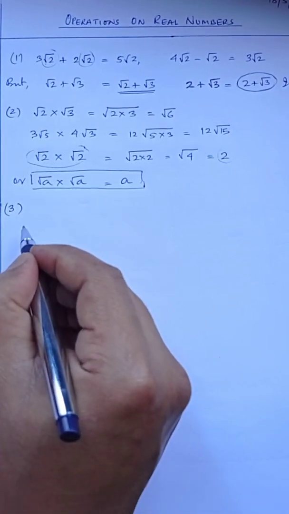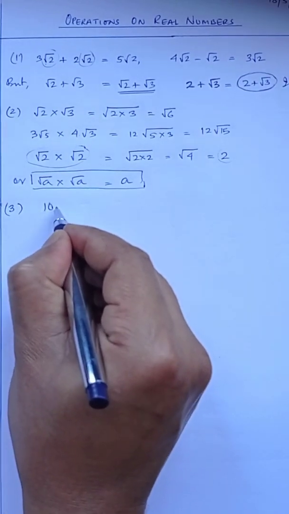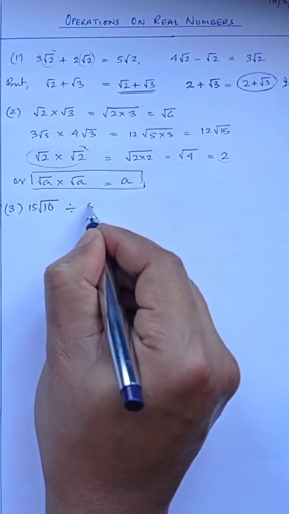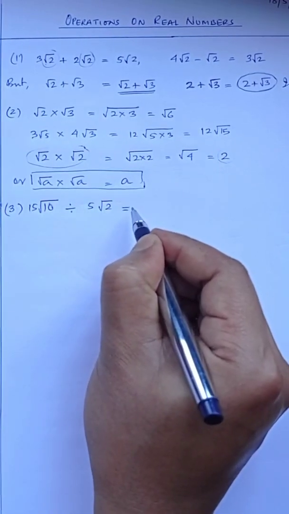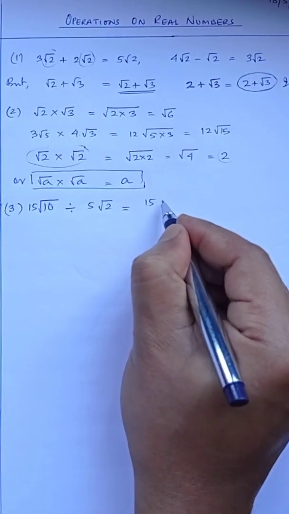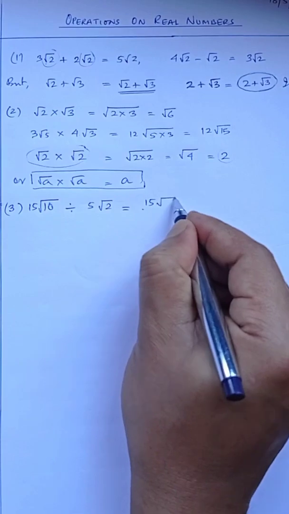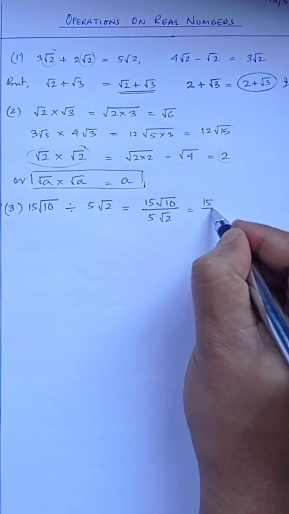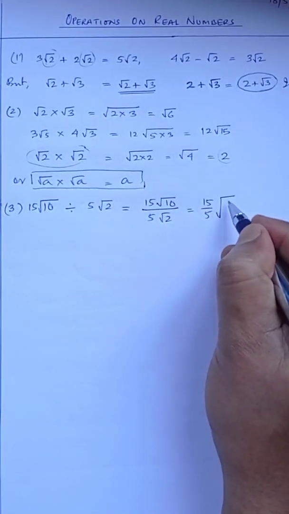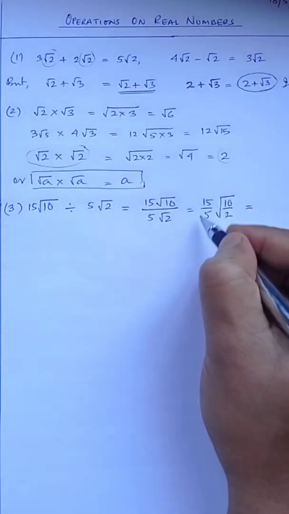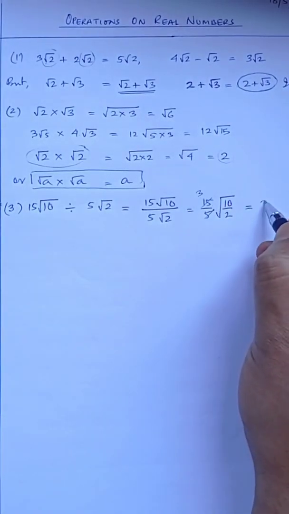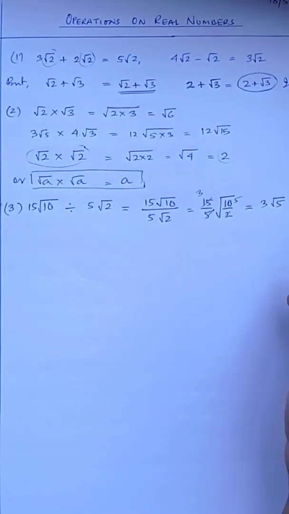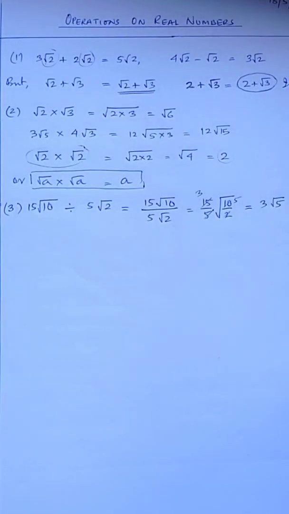Number 3, let us divide a few numbers. Let's say 15 root 10 divided by 5 root 2. How will we do this one? 15 root 10 by 5 root 2, this will be 15 by 5. We keep the numbers separately, and under the same root you will put 10 and 2. This can be cancelled. 5 will go into 15 three times, and 2 will divide 10 five times. So 3 root 5. Easy, isn't it? So these are the basic operations.